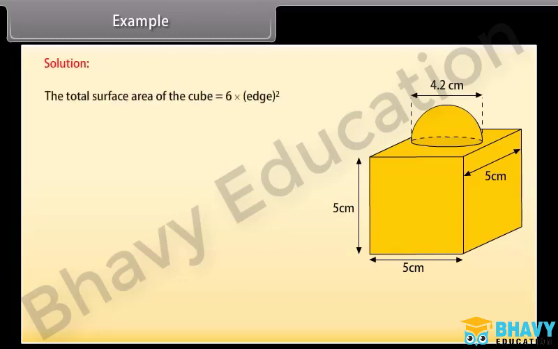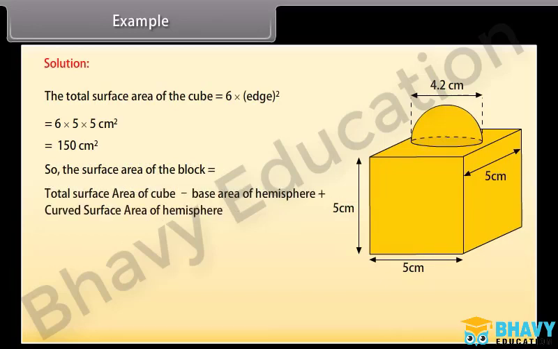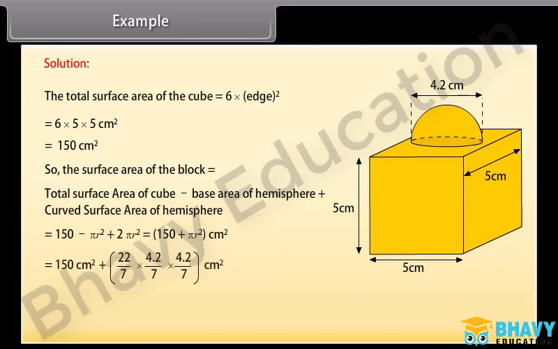Solution. The total surface area of the cube is equal to 6 × edge², which equals 6 × 5 × 5 cm², which is equal to 150 cm². We can see that the part of the cube where the hemisphere is attached is not included in the surface area. So, the surface area of the block is equal to total surface area of cube minus base area of hemisphere plus curved surface area of hemisphere. On substituting the values, we can find the surface area of the block, which is 163.86 cm².